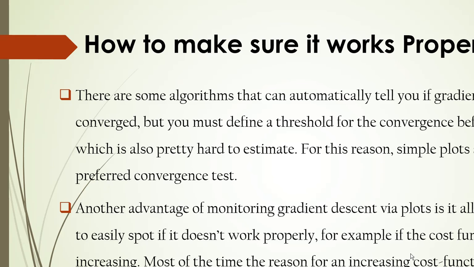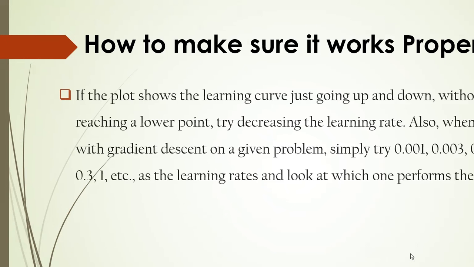So for example, if the cost function is increasing, most of the time the reason for an increasing cost function when using gradient descent is nothing but a learning rate that is very high. So if the plot shows the learning curve just going up and down without really reaching a lower point, here you can try decreasing the learning rate. Also, when starting out with gradient descent on a given problem, simply try 0.001, 0.002, 0.01, etc. values as the learning rates and look at which one performs the best.